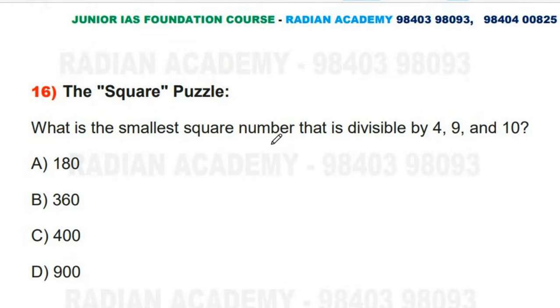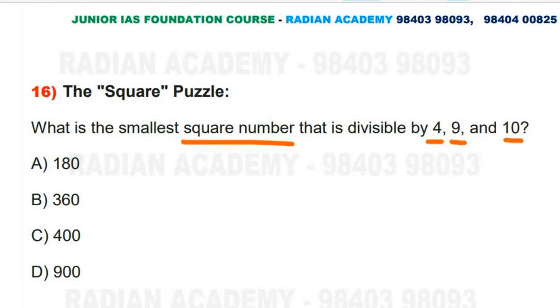What is the smallest square number that is exactly divisible by 4, 9, 10? What is the smallest square number? Please note that this is a square number. You are supposed to find the LCM only, but with the LCM, you have to multiply numbers suitably so that the answer must be a perfect square.